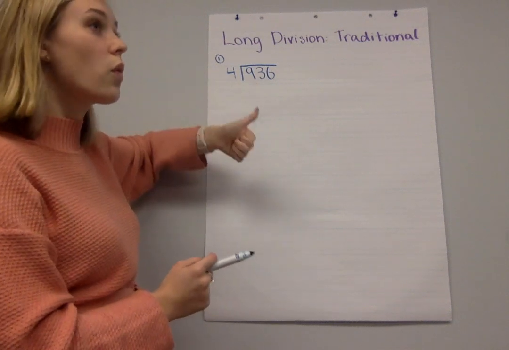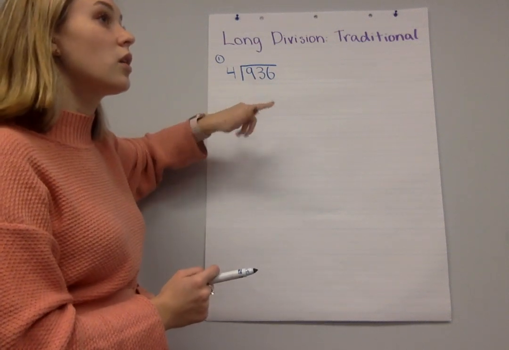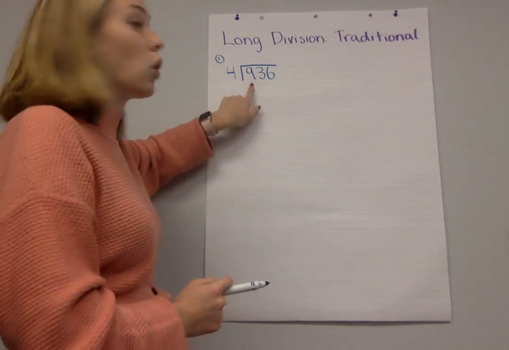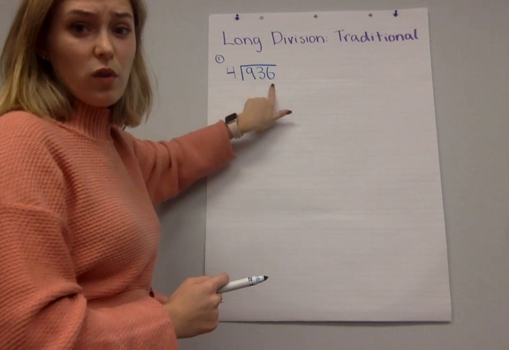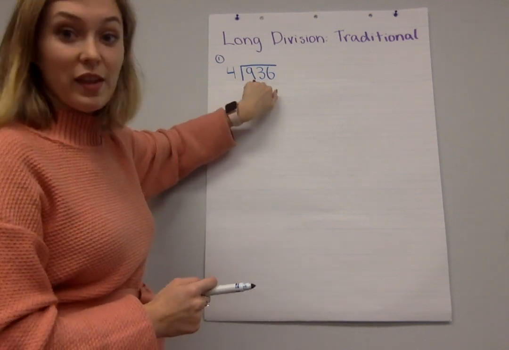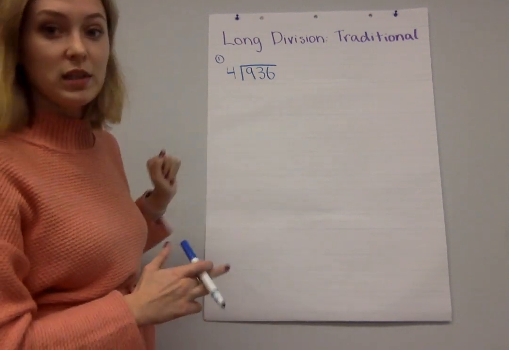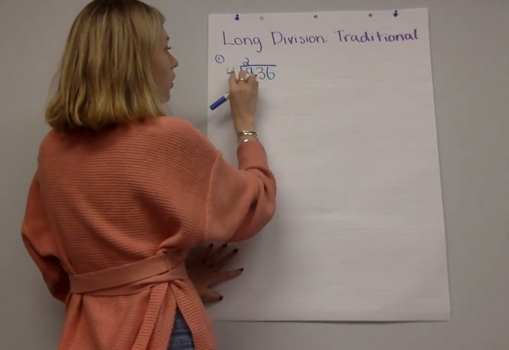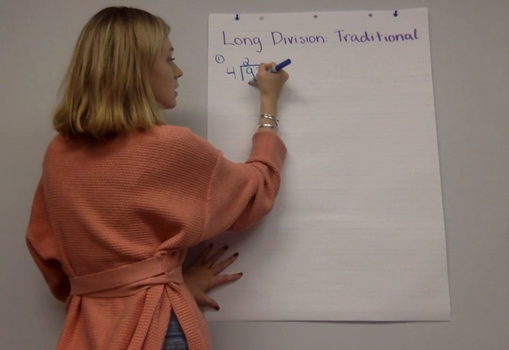4 times 1 is 4, 4 times 2 is 8, 4 times 3 is 12. Well, I know that it can't go over, because then we would have to go to another place value. So I'm going to go with 2 times 4 equals 8. So 4 goes into 9 twice. 4 times 2 is 8.